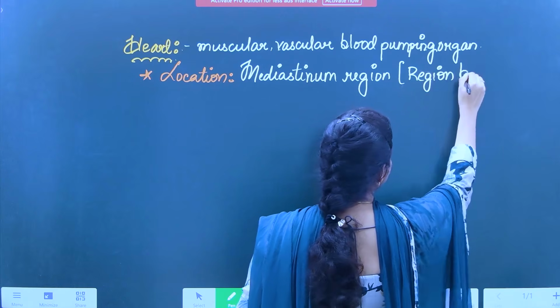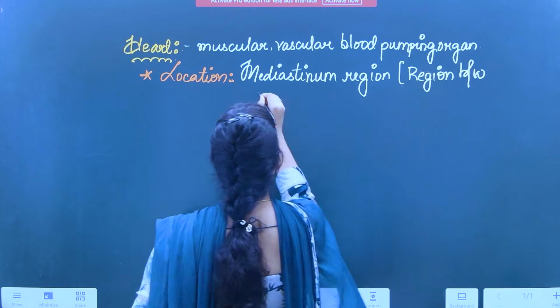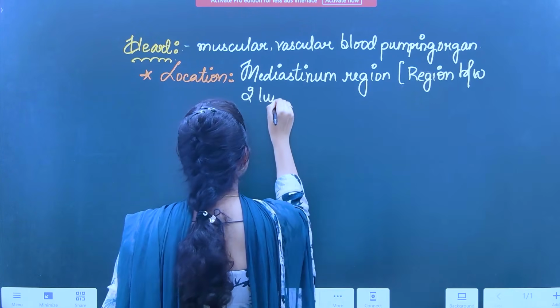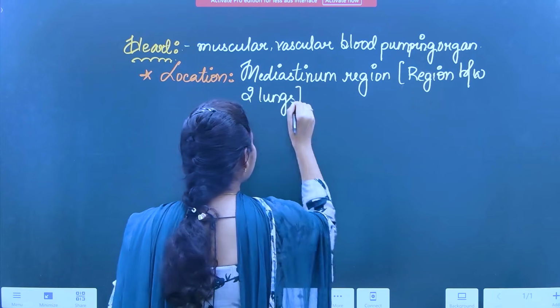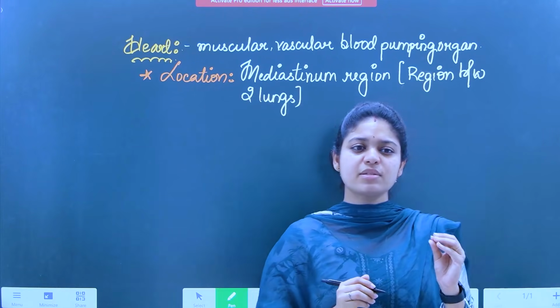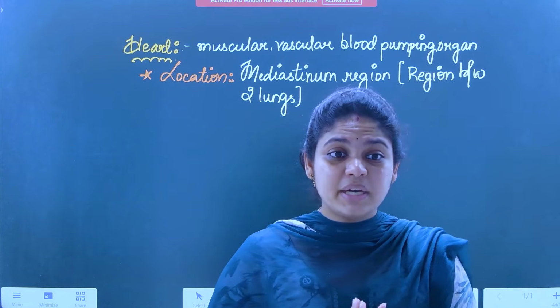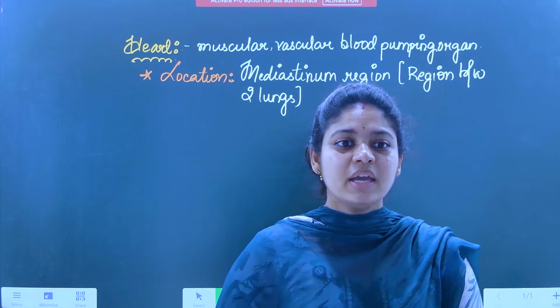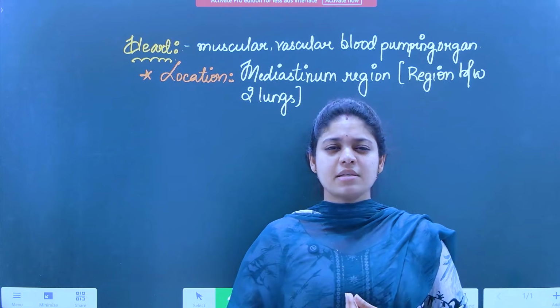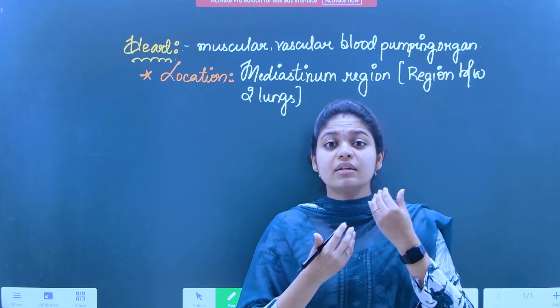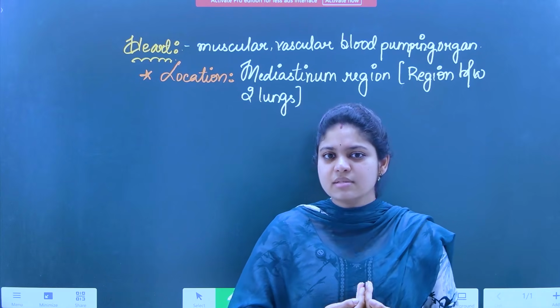Region between two lungs. Okay, don't think the heart is present towards the left side. It is present in the mediastinum region, which means the region between the two lungs is what is called the mediastinum region.